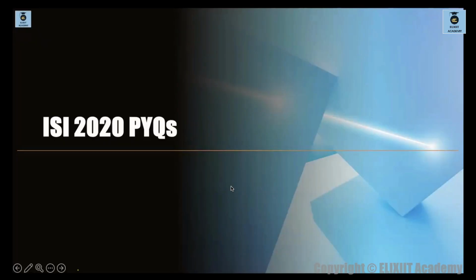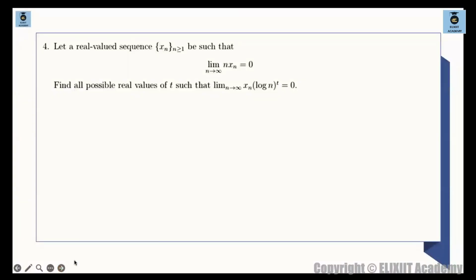Okay, so next we move on to ISI 2020 PYQs. Look at the question. What does the question say? Let a real valued sequence xn be such that limit n tends to infinity n times xn is 0. So this is a question based on limit of a sequence. Normally these kinds of questions are taught under real analysis because a sequence is given, not a function.